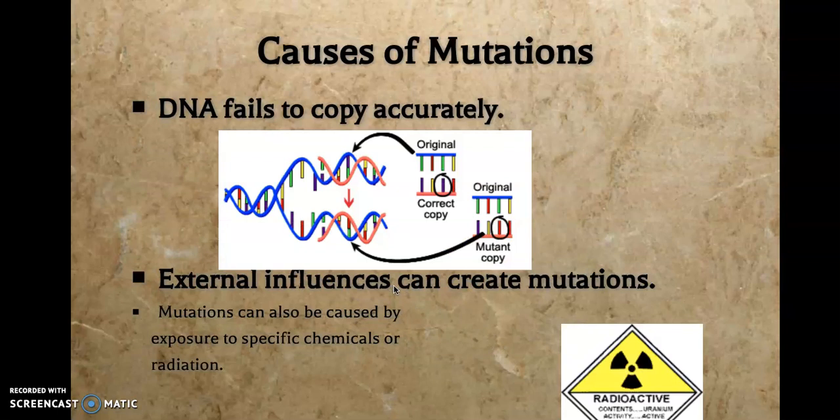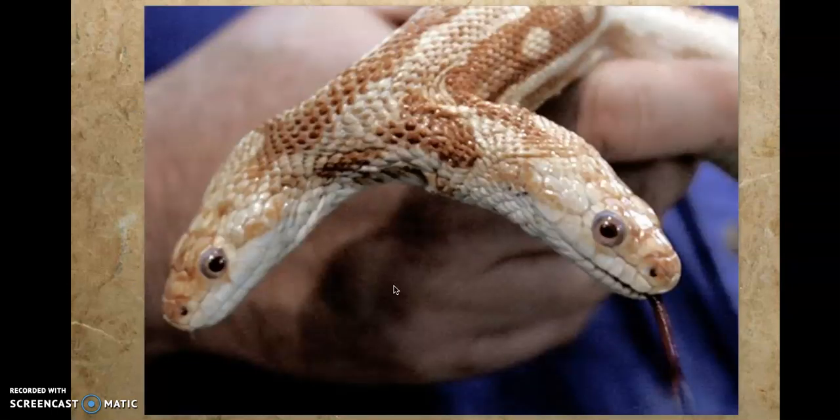Some causes of mutations. DNA fails to copy accurately. That's just by chance. Or external influences can create mutations, such as exposure to radiation or specific chemicals. That would be an example of an external influence. And I don't know what happened to the snake. Maybe it was external. Maybe its DNA just didn't fully copy. I don't know, but something happened to that snake because I have never seen a two-headed snake.